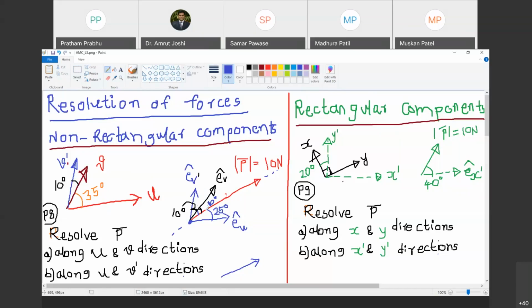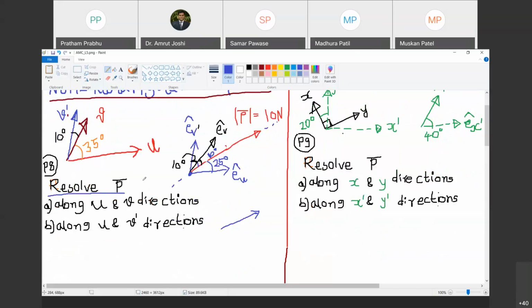Okay. Now you have been asked to resolve this P bar along the U and V directions as the first part of the problem. And then you have been asked to resolve the same force P bar with reference to the U and V dash directions. Are you with me? Yes. So now tell me, what is your understanding of resolution? What does resolution mean?